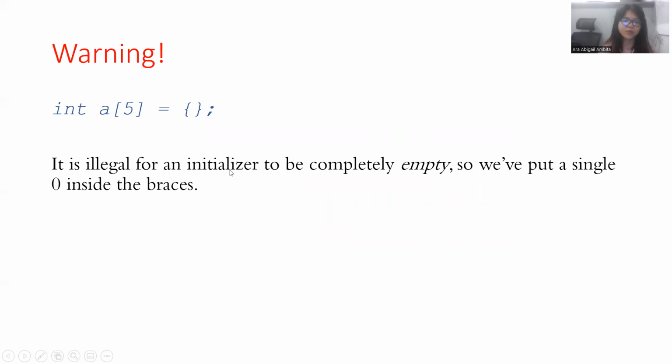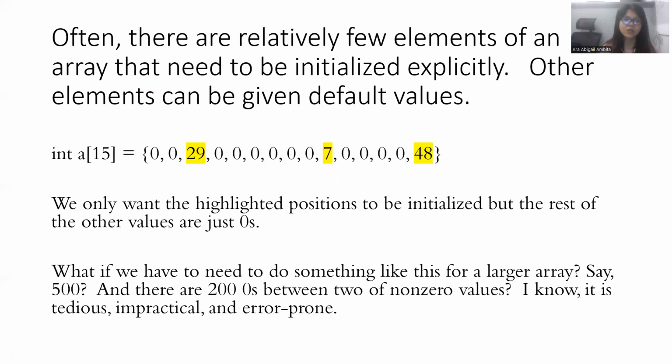All right, so we have another example. So this one, we have an array A with length 5, but we initialized it without any value. So it is illegal for an initializer to be completely empty. So we can put a single 0 inside the braces in order to set each of the elements of the array as 0. Often, there are relatively few elements of an array that need to be initialized explicitly.